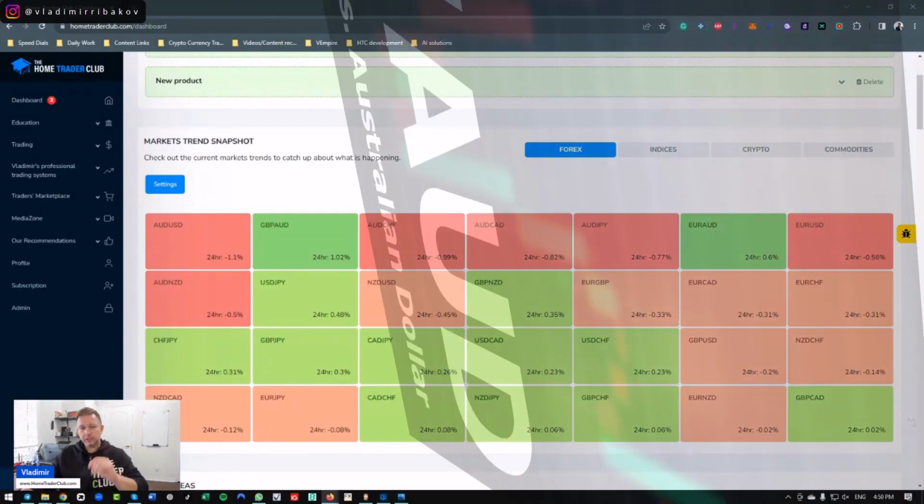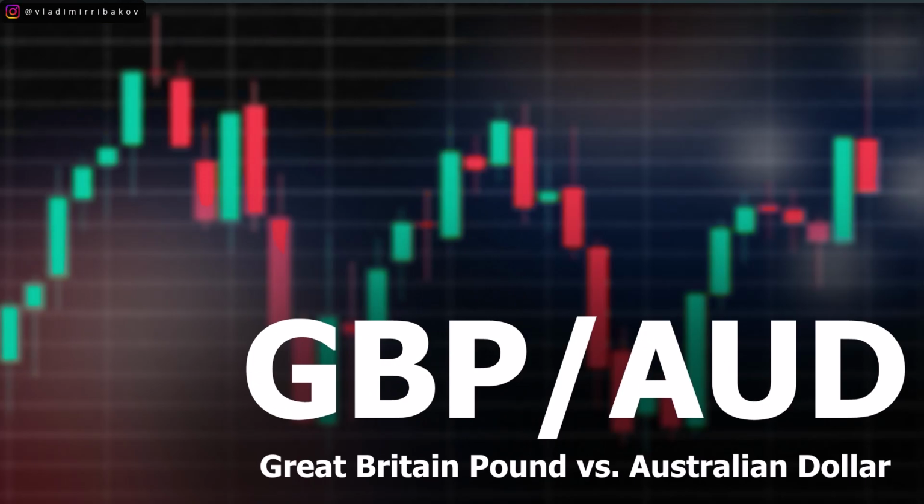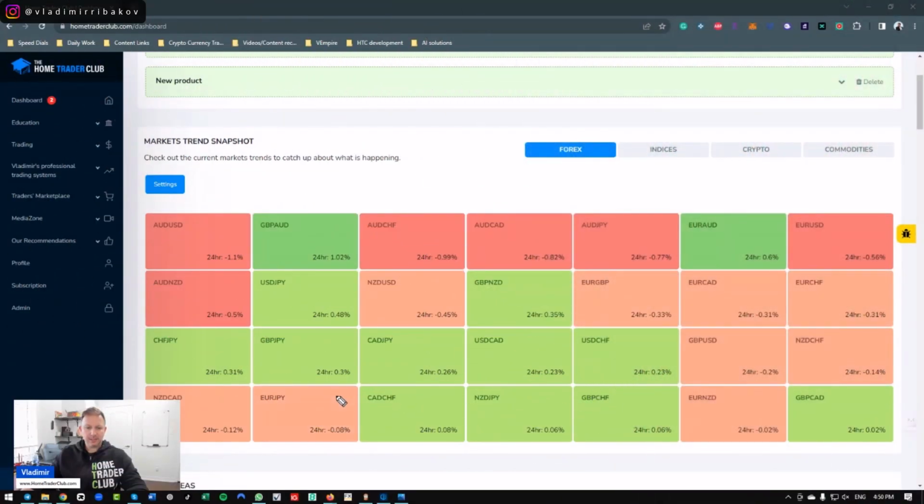So the first instrument I would like to share with you would be the pound Aussie. So take a look what happens here. The pound Aussie, one of the main movers, the biggest movers recently, and look at the percentages. I'm looking at the market trend snapshot. That's one of the features we have in Home Trader Club. And take a look what we have here.